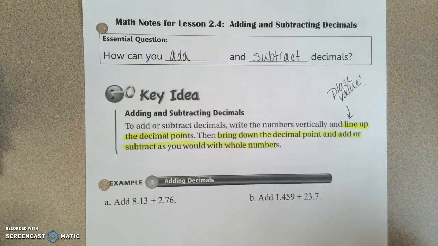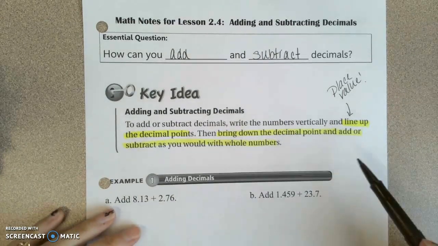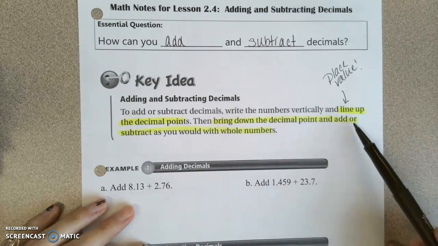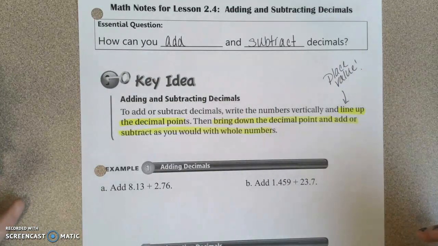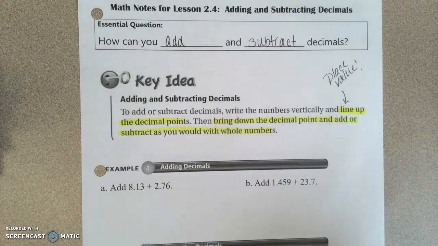Today we're going to look at adding and subtracting decimals using a formal algorithm. When we add or subtract decimals, we just write the numbers vertically. The most important thing here, which I highlighted, is lining up the decimal points, which in turn means you're lining up place values, just like you do with whole numbers. We can use that decimal point as a starting point of what to line up.